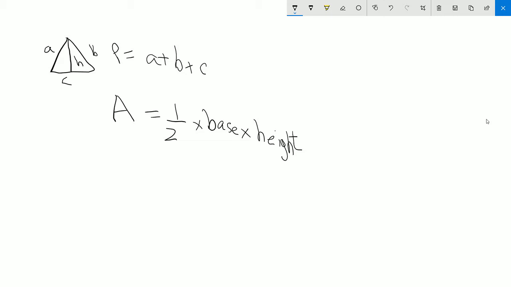So remember, area is equal to 1 by 2 into base into height. So this means that the base here is C and the height is H. Don't confuse height with B or A. They are different. H will always be a straight line, not a slanted line.